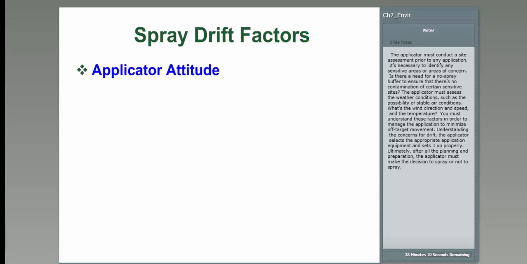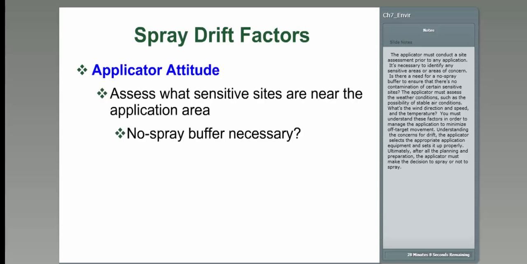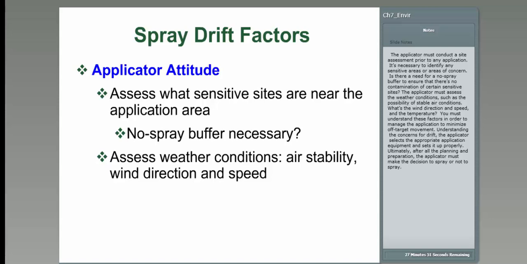The applicator must conduct a site assessment prior to any application. It's necessary to identify any sensitive areas or areas of concern. Is there a need for a no-spray buffer to ensure that there's no contamination of certain sensitive sites? The applicator must assess the weather conditions, such as the possibility of stable air conditions. What's the wind direction and speed? And the temperature? You must understand these factors in order to manage the application to minimize off-target movement.